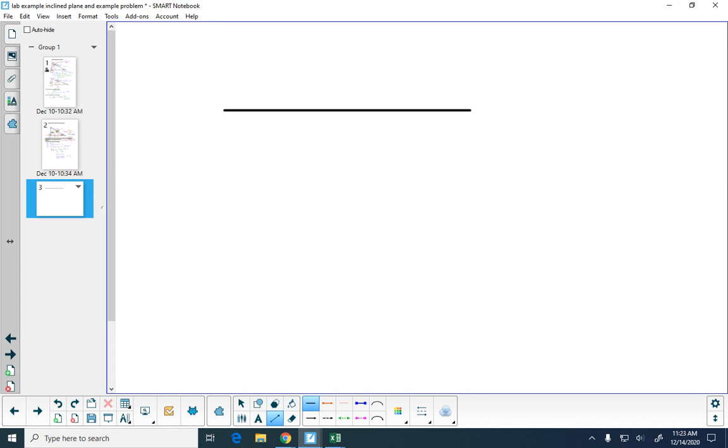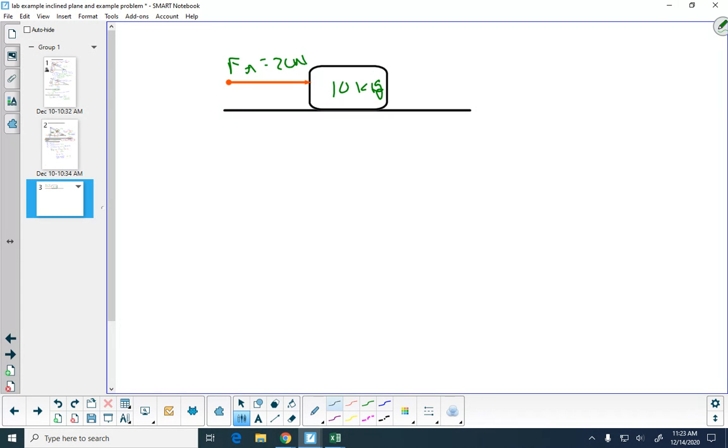So we have a block that's being pushed horizontally by some force applied. This block is 10 kilograms, and we have a 20 newton force applying this force to it. We want to calculate the coefficient of sliding friction.